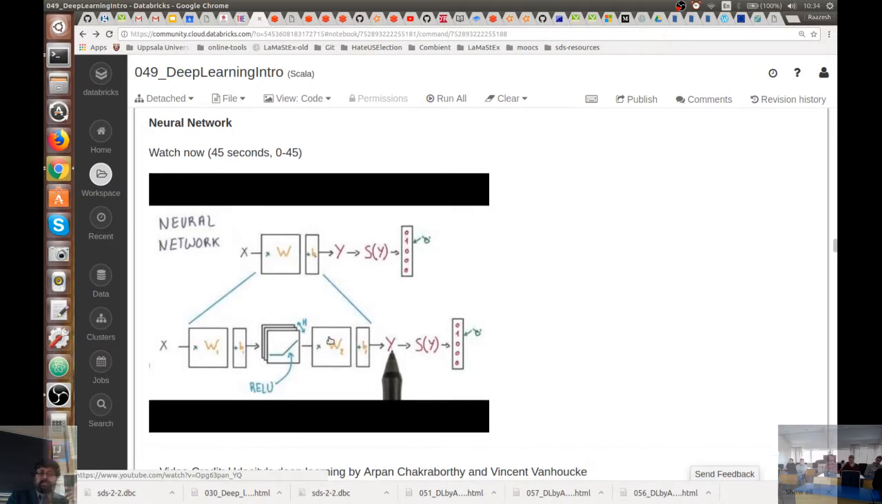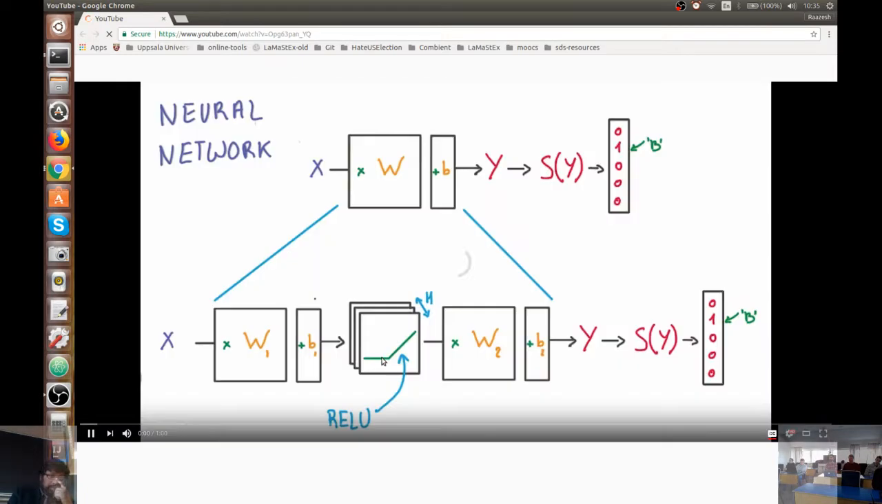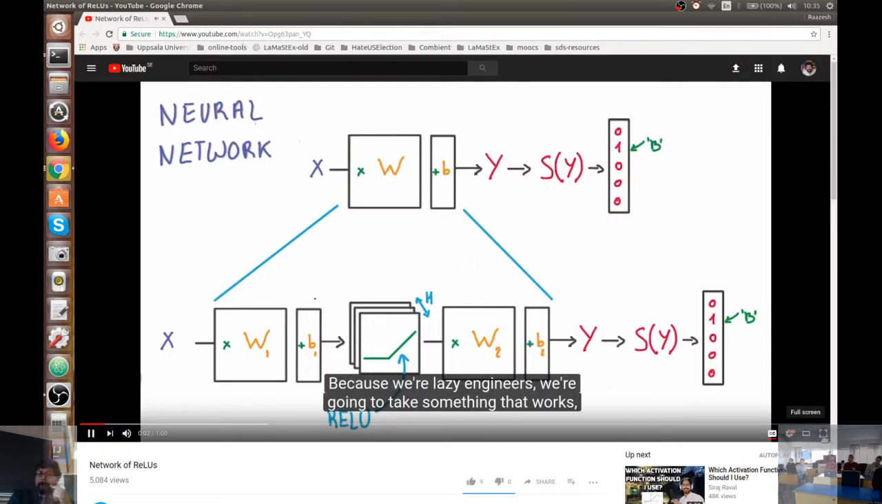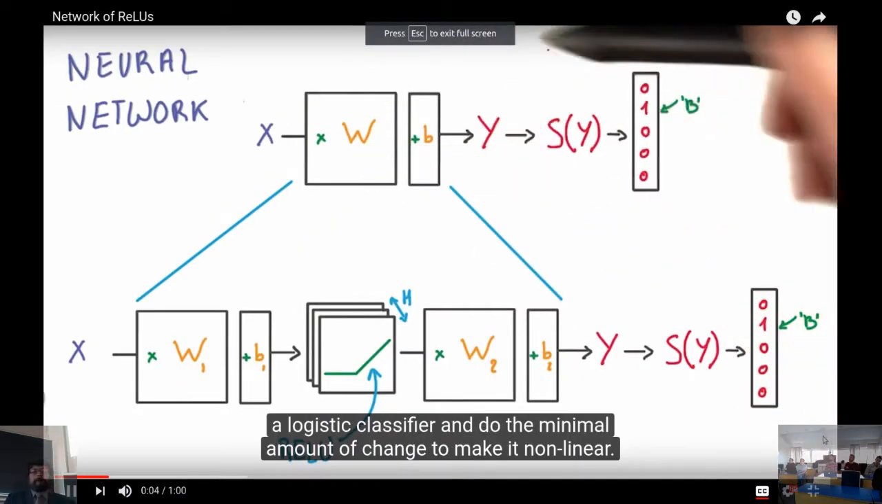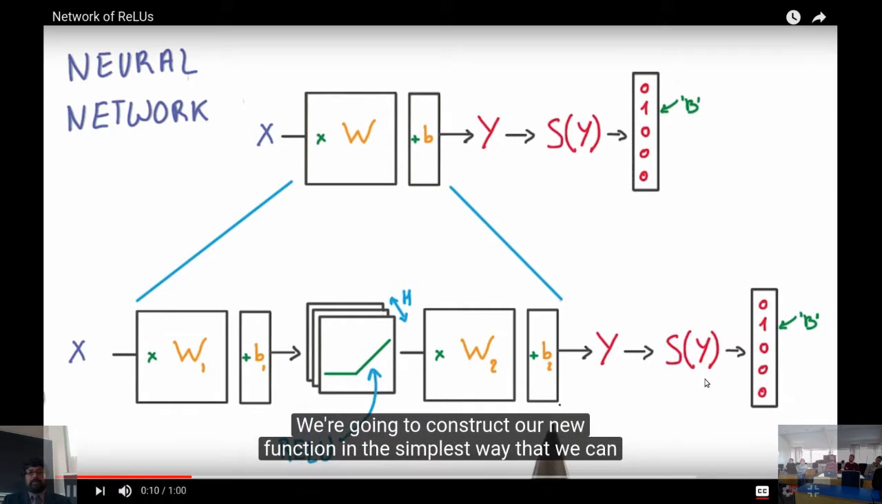So now let's just dive into neural networks. Because we're lazy engineers, we're going to take something that works, our logistic classifier, and do the minimal amount of change to make it nonlinear. We're going to construct our new function in the simplest way that we can think of.